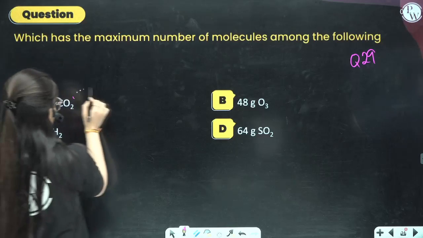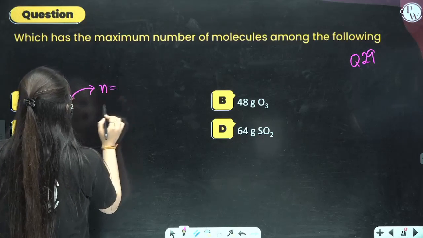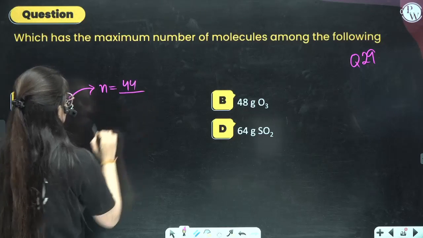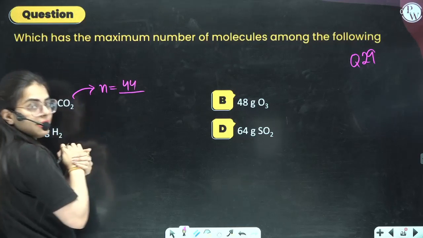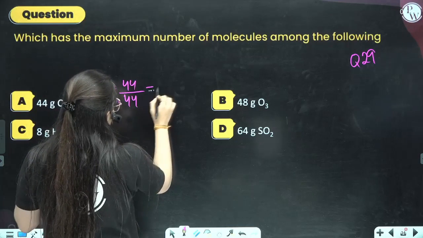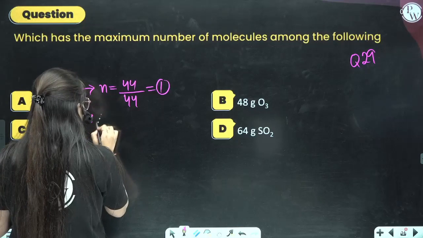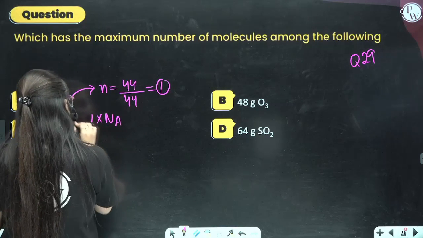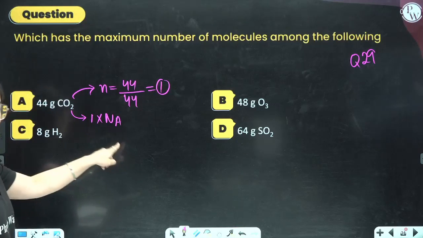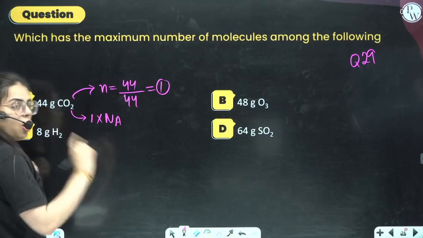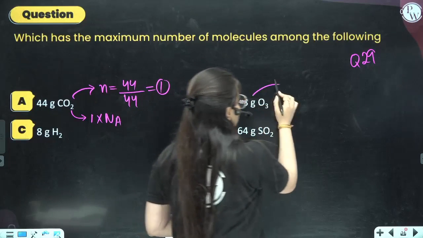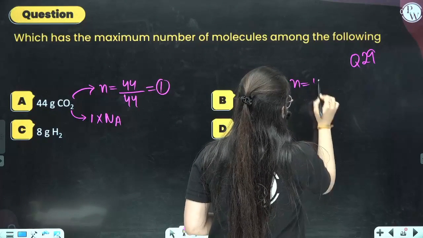So again, first of all, calculate number of moles. Number of moles is given mass upon molecular mass. For CO2, 12 plus 32, 44. Number of moles is 1. When you multiply number of moles with Avogadro number, it comes out to be number of molecules. So number of molecules is 1 into Na. Over here, B option, if we talk about, given mass is 48.